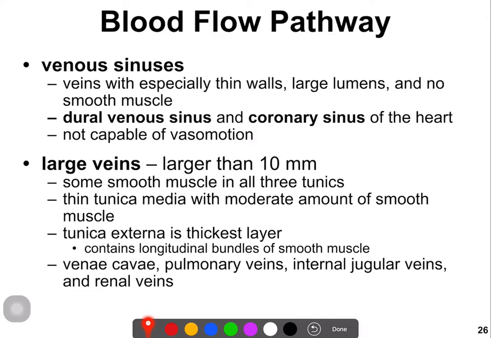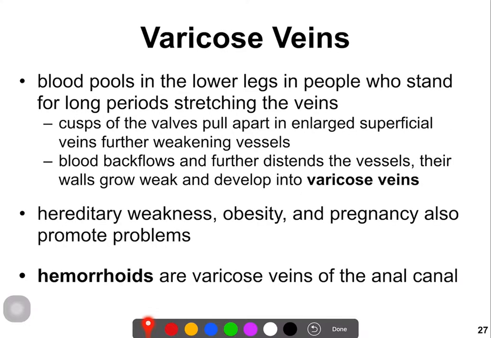And then we get into the larger veins. We're looking at 10 millimeters or greater. There is some smooth muscle in all three tunics. The tunica media is thin, with a moderate amount of smooth muscle. And the tunica externa is the thickest layer, and it does have longitudinal bundles of smooth muscle here. Some examples are the vena cava, which is of course very close to the heart, the pulmonary veins, the internal jugular, and the renal veins.